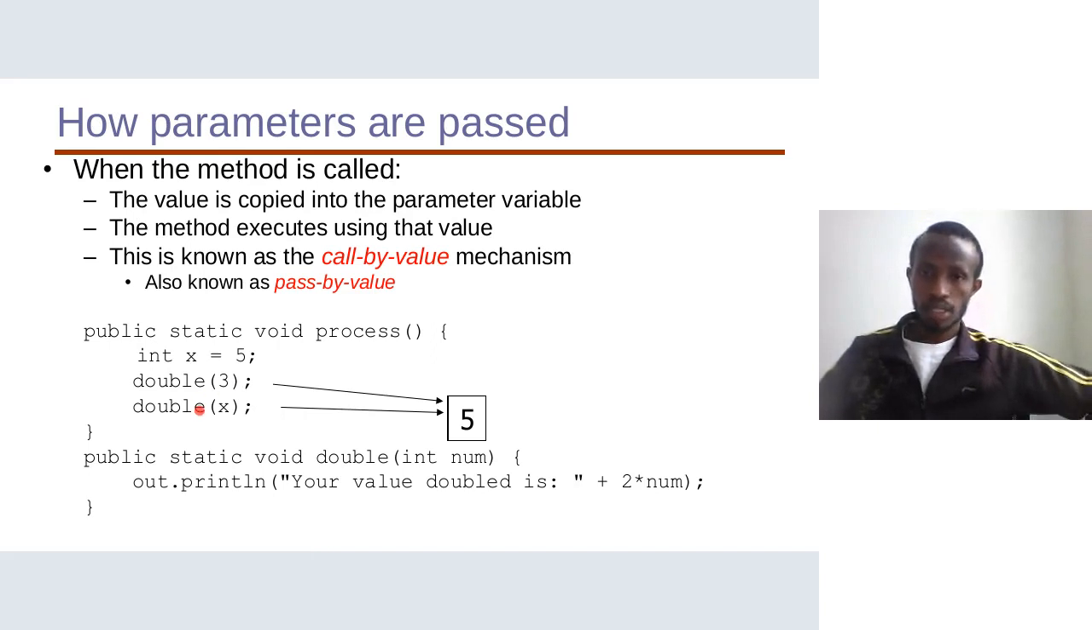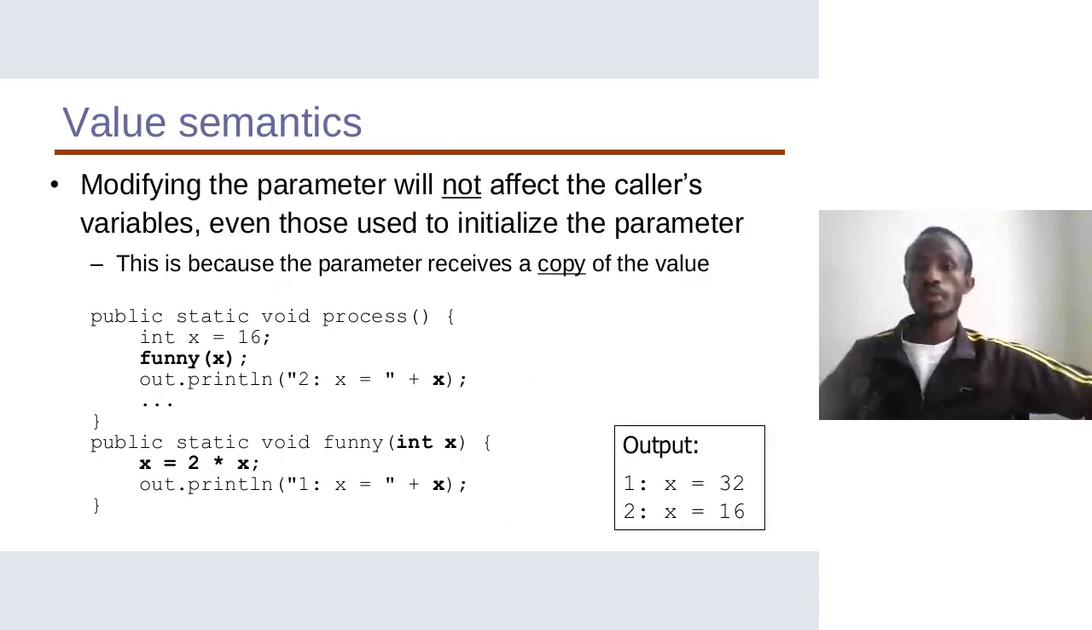So this is how we pass parameters. For example, I have this method called double. To call it, you can give it either a value or a variable. When we do it this way, the value 3 will be copied onto num, and then I can use it the way I want. The same case here: the value held in x will be copied to num. That doesn't mean these two should be the same; they can be different. What we are doing here is called pass by value, where the value is copied into the parameter variable. So if we modify the parameter inside, it will not affect the original one that was passed.